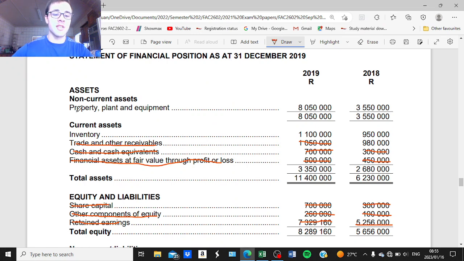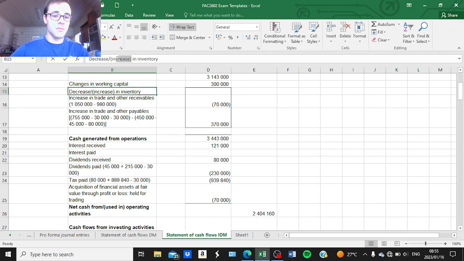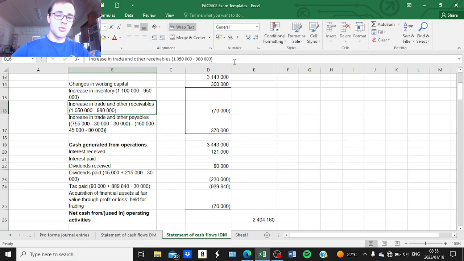And finally, we need to consider inventory. There was a clear increase in inventory, which means that more funds have been invested in inventory. So that makes less cash available for alternative uses. So therefore, it must be shown as an outflow. Okay, 1.1 million less 950,000. So there was an increase in inventory of 150,000.